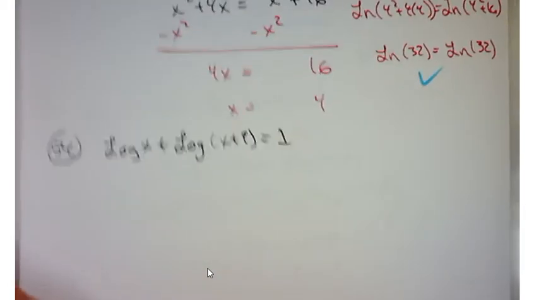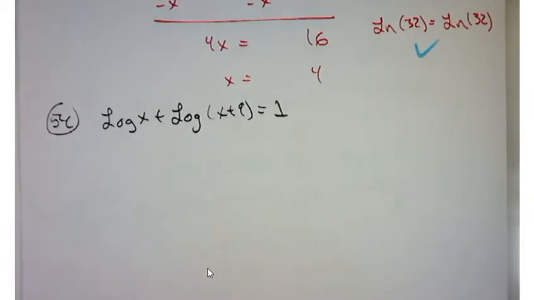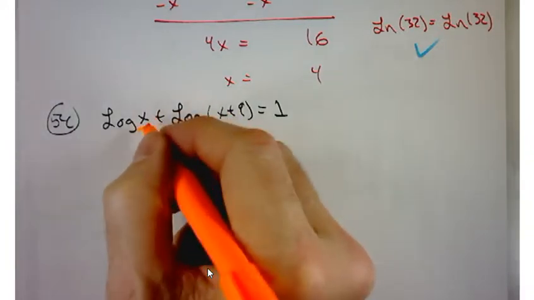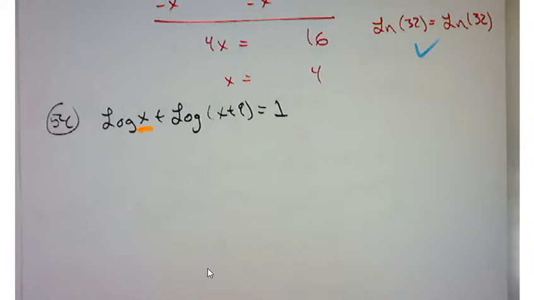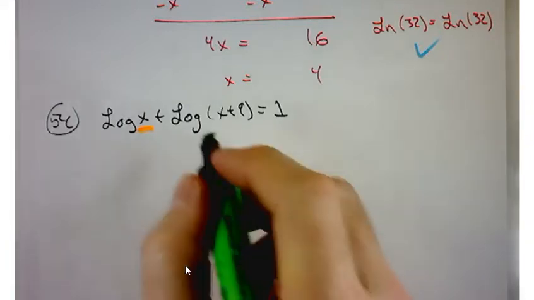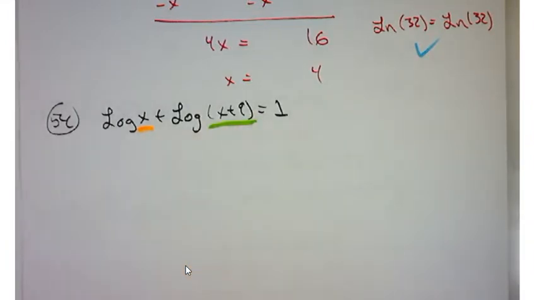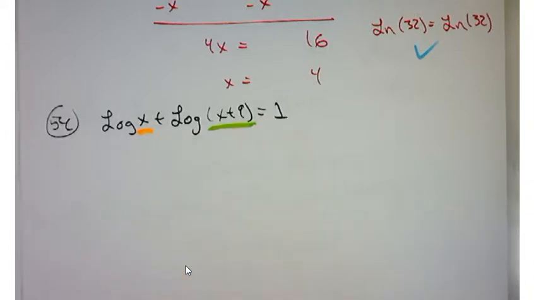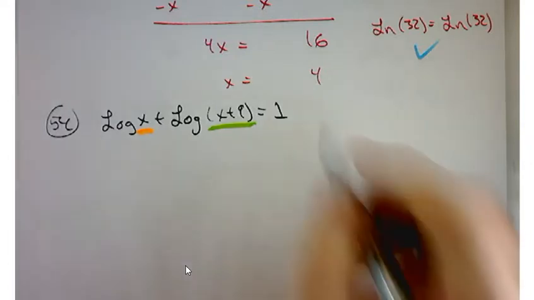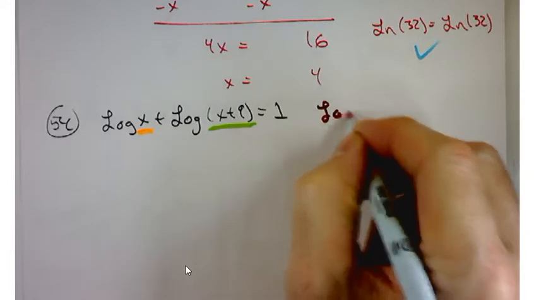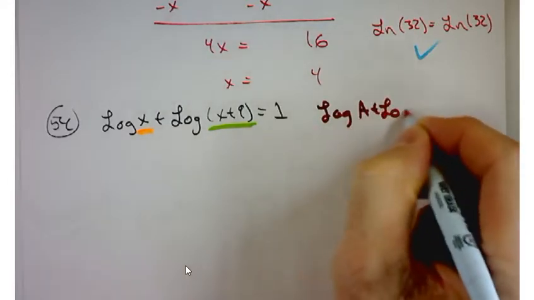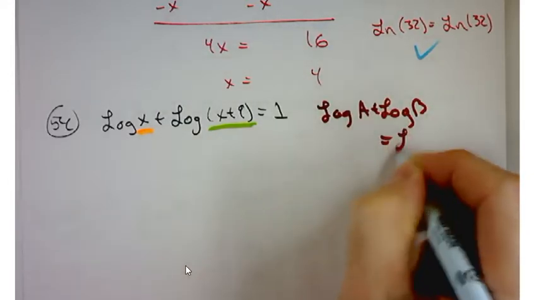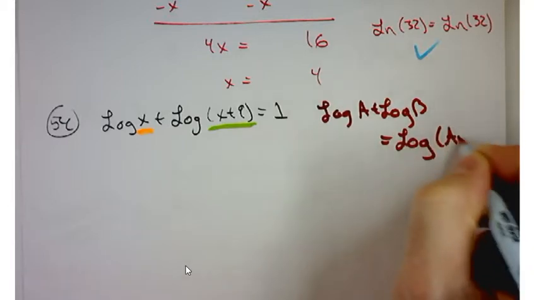Now, here's what we can do, though. We can use our properties of logs. Last week, we spent a lot of time using properties of logs. This kind of reminds me of my little log cabin gimmick, right? You've got the log of something plus the log of something else. In case I'm not being specific enough, let me actually write this down. It's our product rule. Log of A plus log of B is log of A times B.